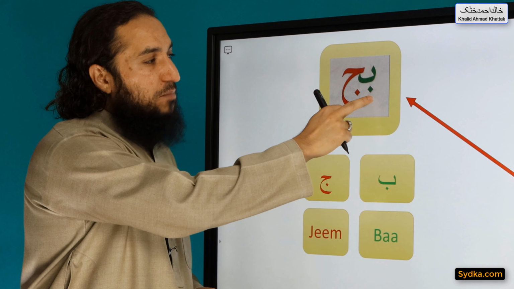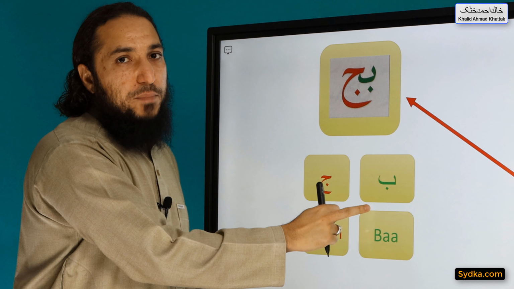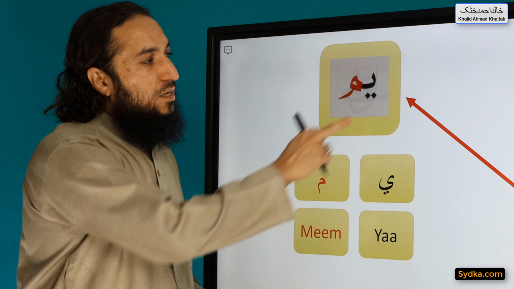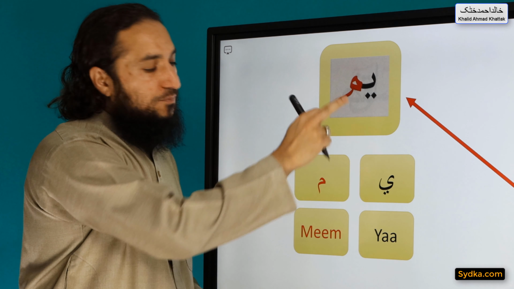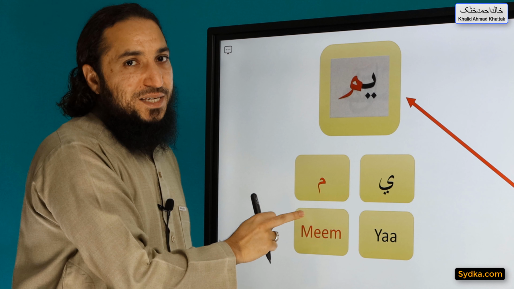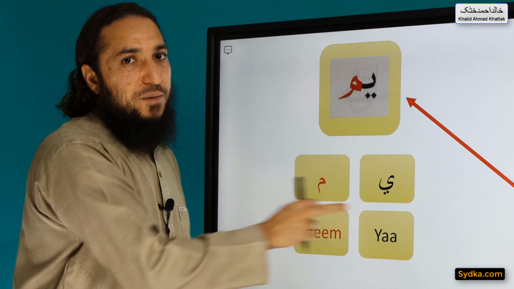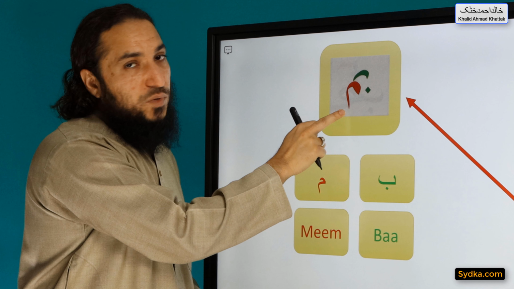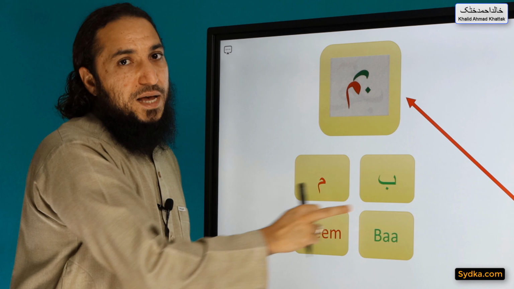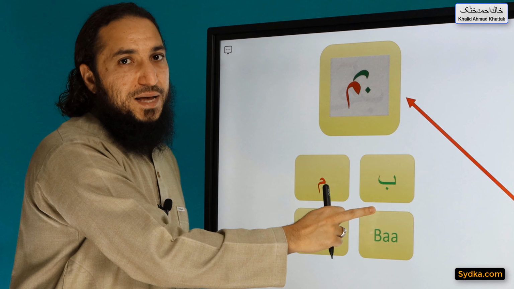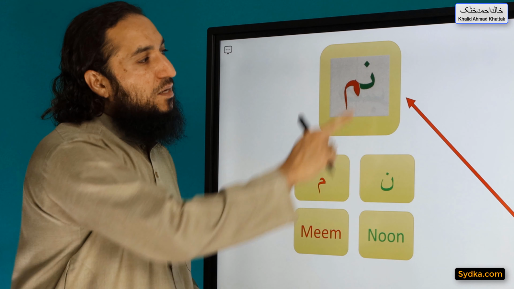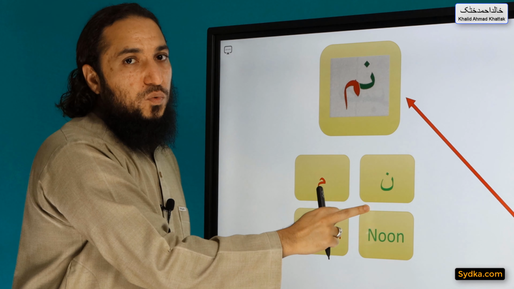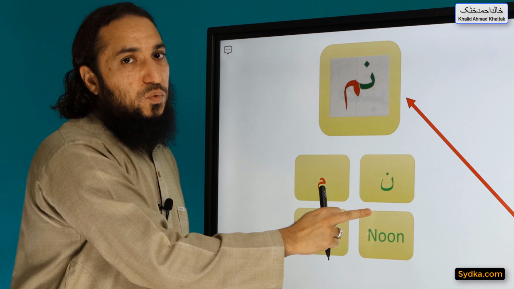The first letter is ba, the second one is jim. Ba jim. The first letter is ya, the second one is mim. Ya meem. The first letter is ba, and the second one is meem. Ba meem. The first letter is noon, and the second one is meem. Noon meem.